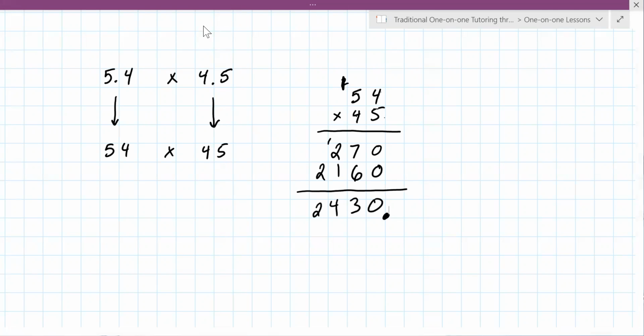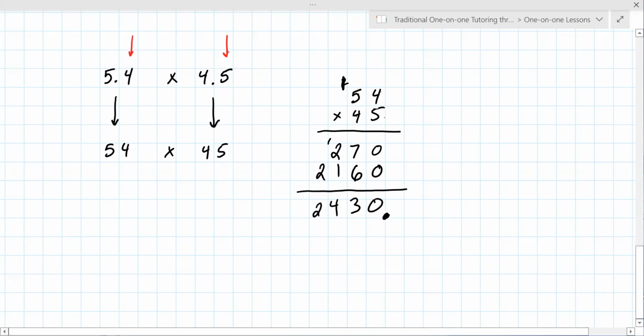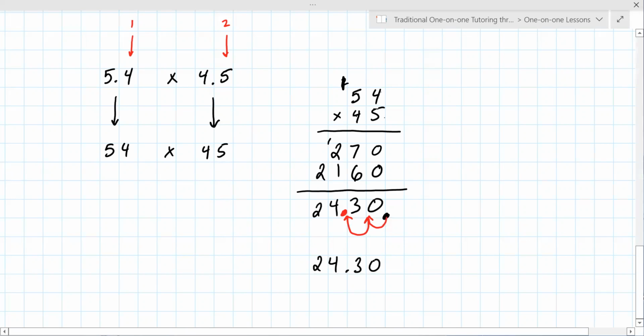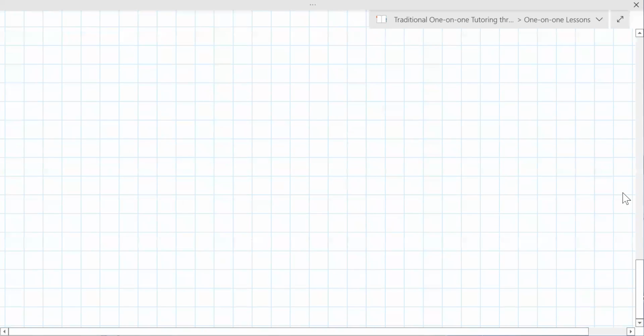Now the decimal is here to the right of the 0. And how many decimal places do you see to the right of the decimal? 2. 2. So we move it back once and then twice. So your final answer is 24.30. Okay. Any questions on that? No. Okay. So let me have you try this next one, start to finish on your own.